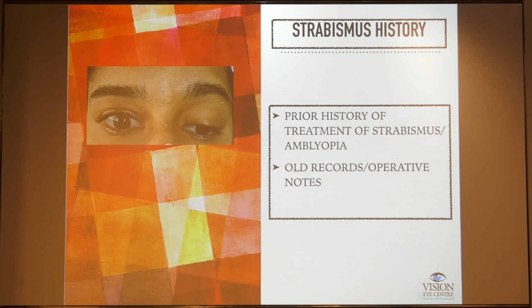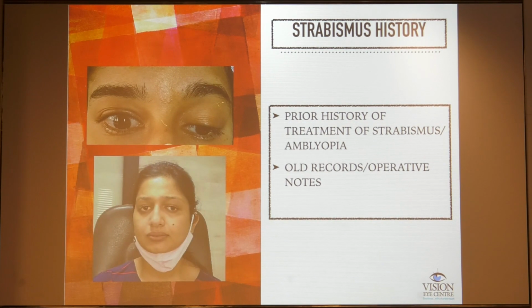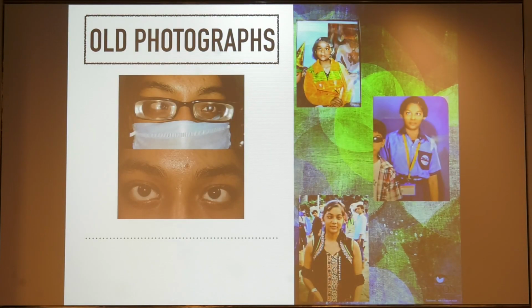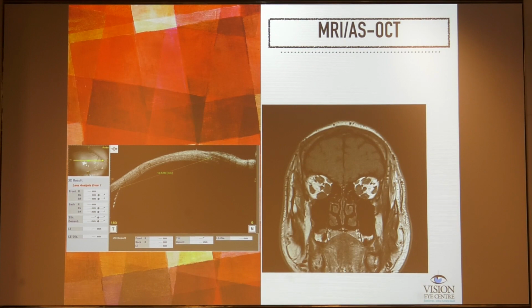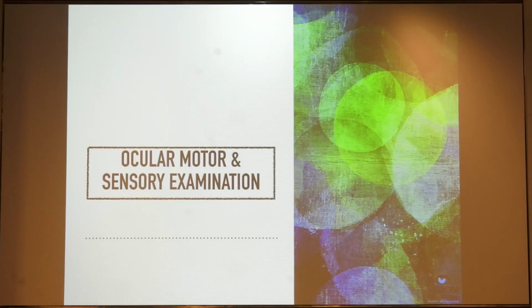Similarly, a family history can be important in making the diagnosis. Old photographs can give a clue of the initial amount of deviation that was present. Examination of conjunctiva can be suggestive of the type of surgery that was performed, and then the last resort is to perform an anterior segment OCT or an MRI to look for the location of the muscles.